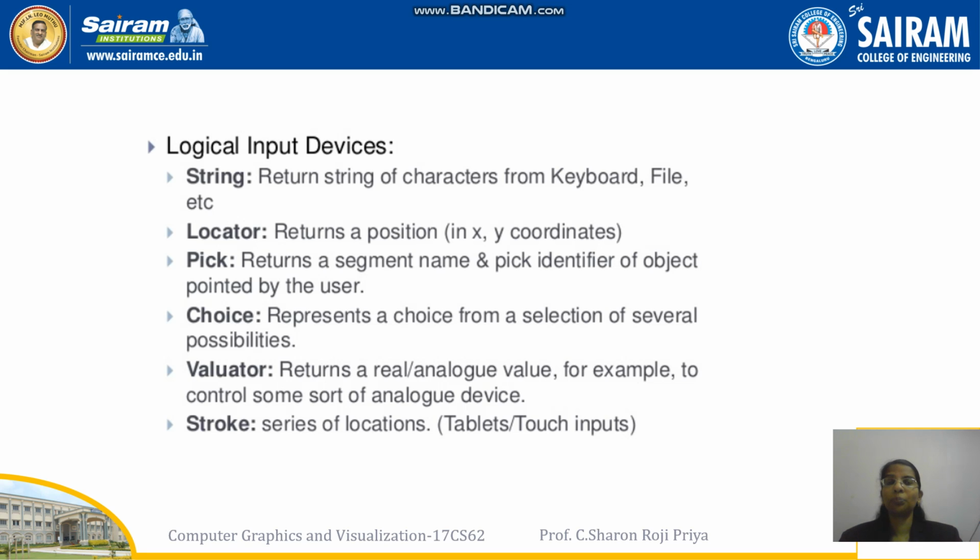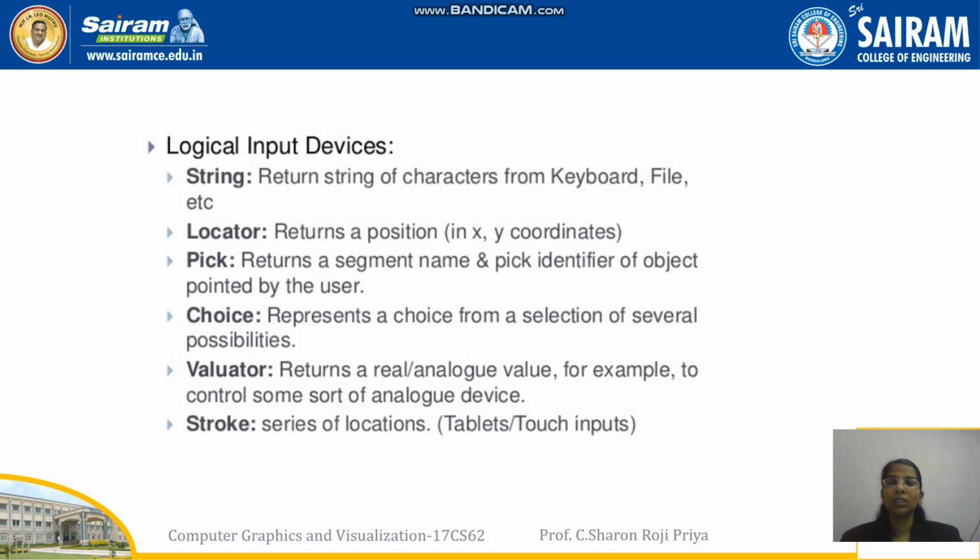Next is locator. The corresponding physical device is pointing device. It can be mouse or it can be trackball, right? And what will be returned to the user program? The corresponding position of the cursor, right? Next is pick. Pick again here the physical device is pointing device, and what will be returned to the user program will be the identifier of the picked object.